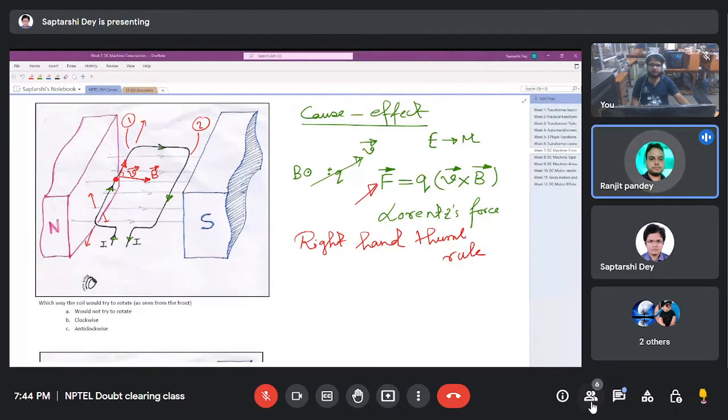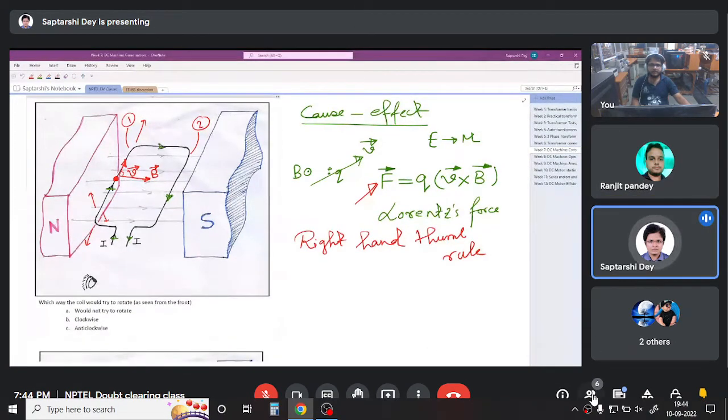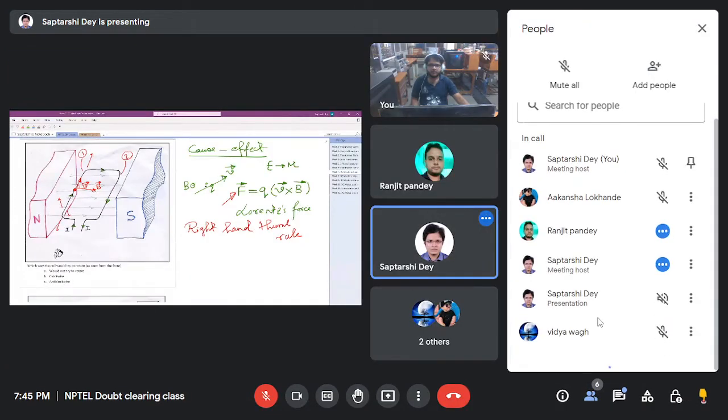Sir, upward direction? You apply the right hand thumb rule. Oh, sorry, left.